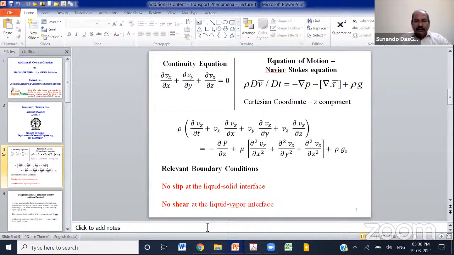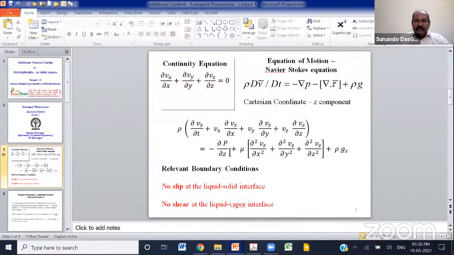So I can quickly go through some of the basics. For momentum transfer, you all have seen the continuity equation, where Vx, Vy, Vz are the components of velocity. So this is nothing but the statement of conservation of mass. For a constant density fluid, this is the form of the equation of conservation of mass, also known as the continuity equation. The other equation that you have seen is known as the equation of motion. And in the Cartesian coordinates, for a Newtonian fluid, this would be the form of the equation.